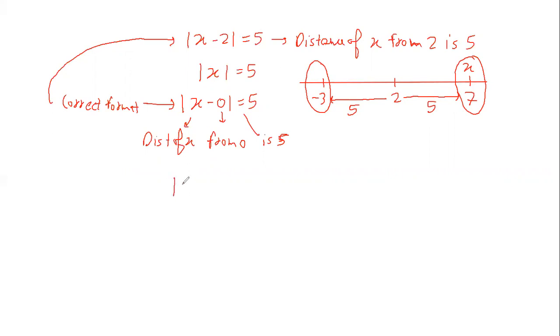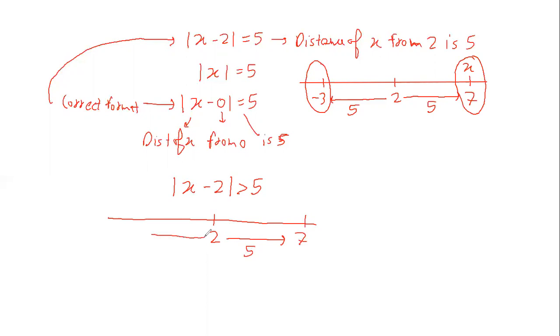Now, guys, if I take one more expression, let's say mod x minus 2 is greater than 5. So I hope everyone will be able to read this. The same thing, the distance of x, this time from 2. The distance of x from 2 is always greater than 5. So if I go 5 points ahead, I will reach 7. And if I go 5 points behind, I will reach minus 3. But this time, the distance of x from 2 is always greater than 5.